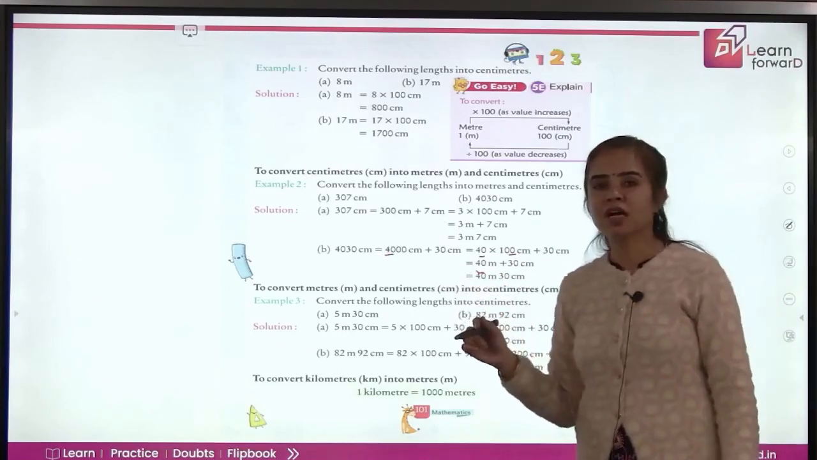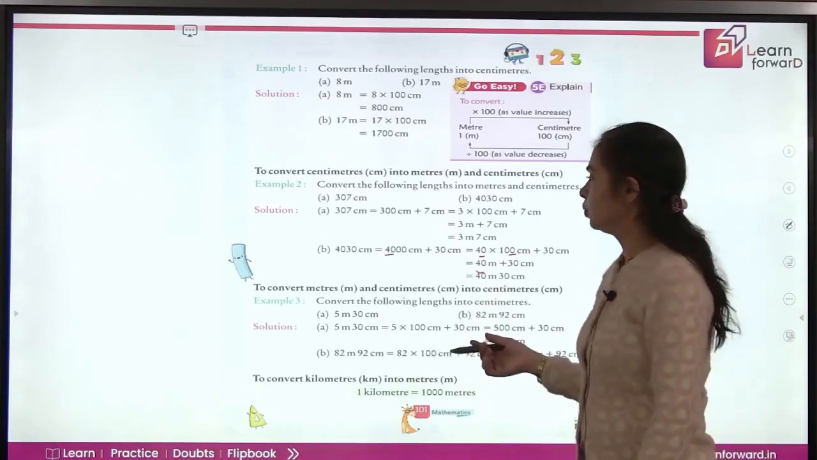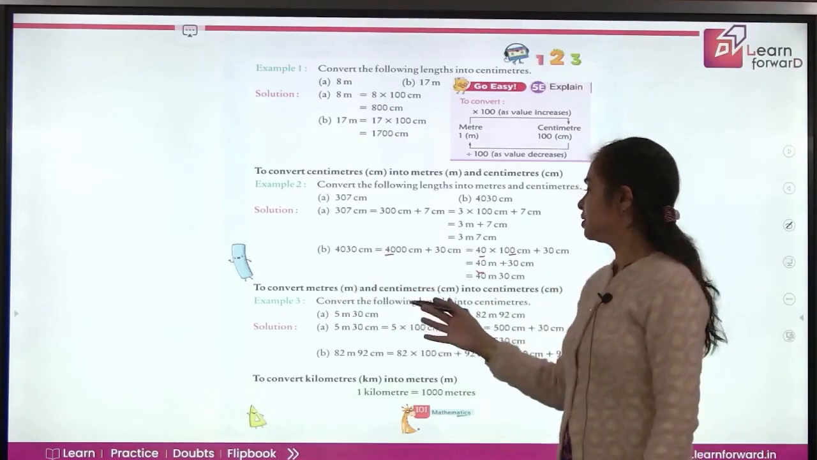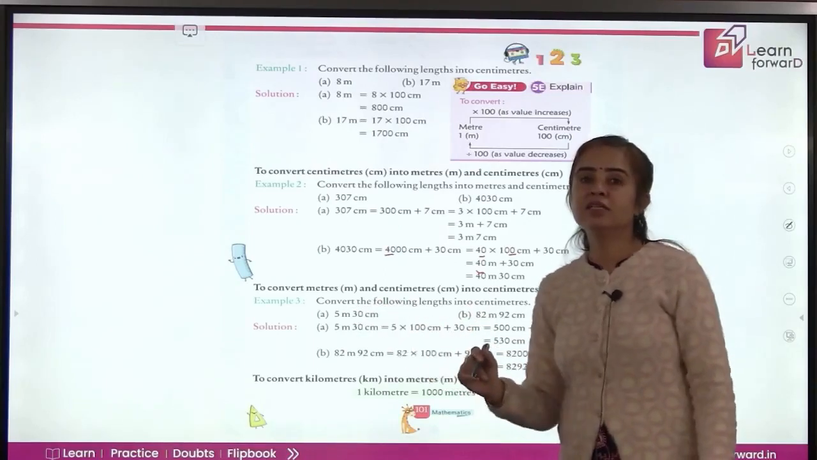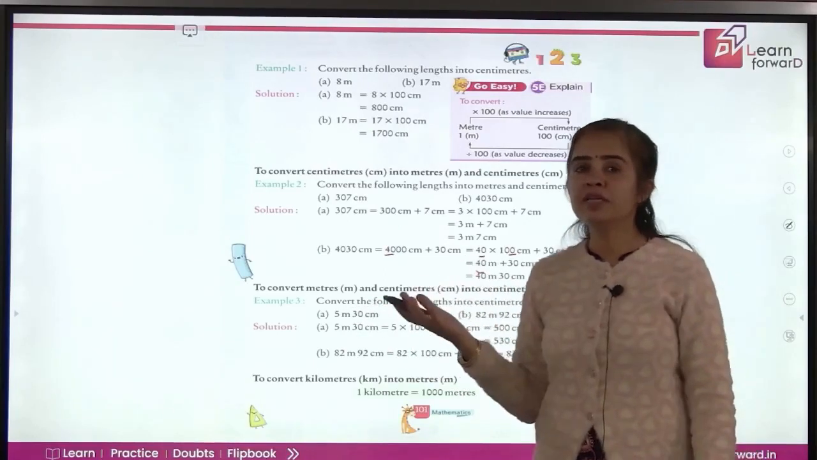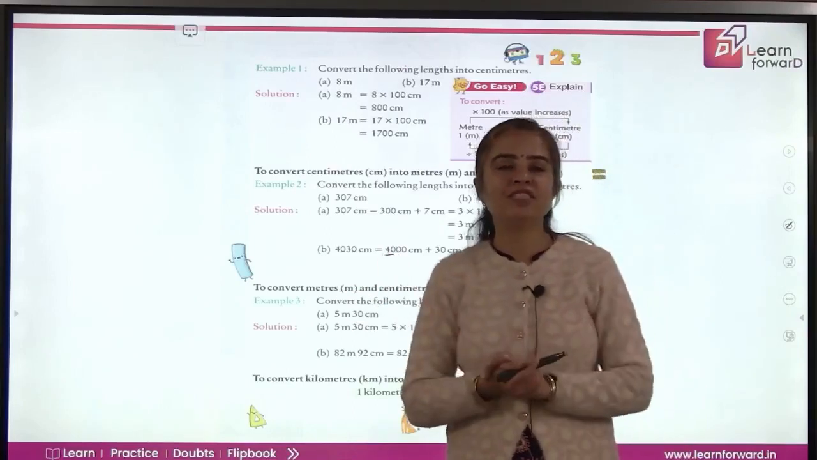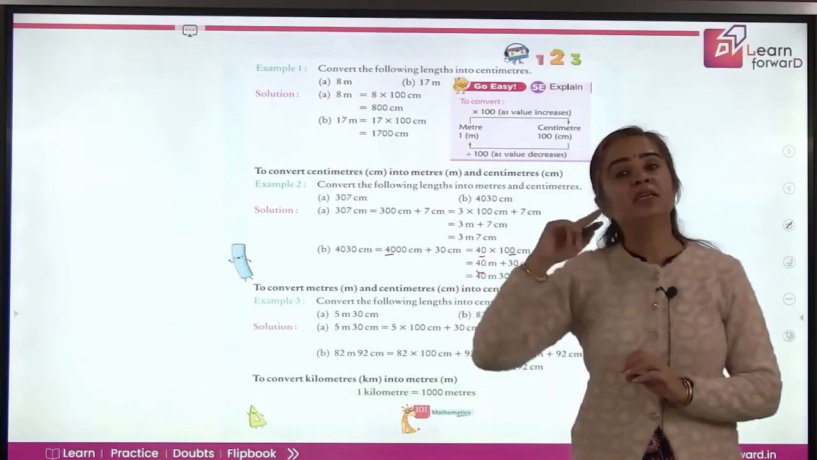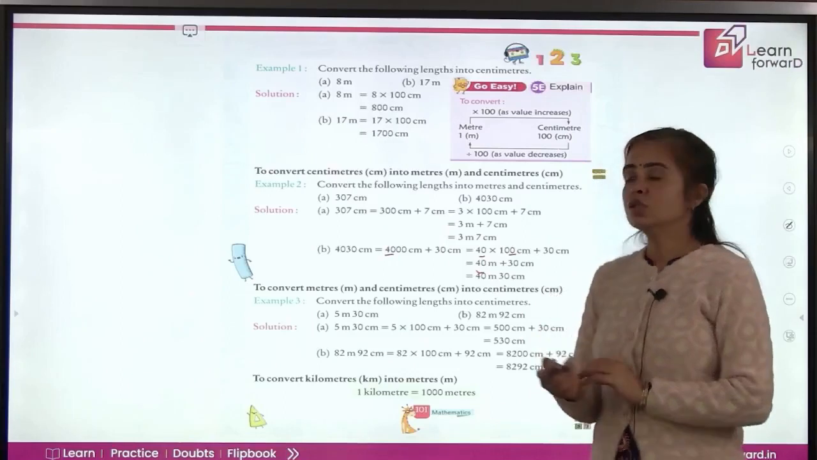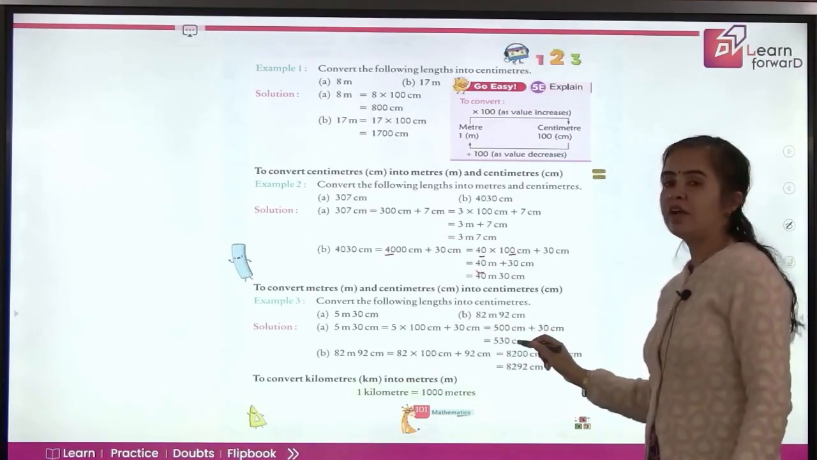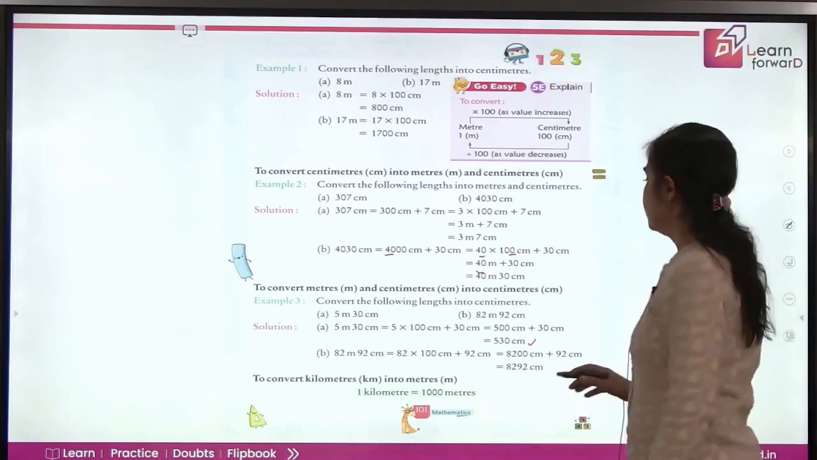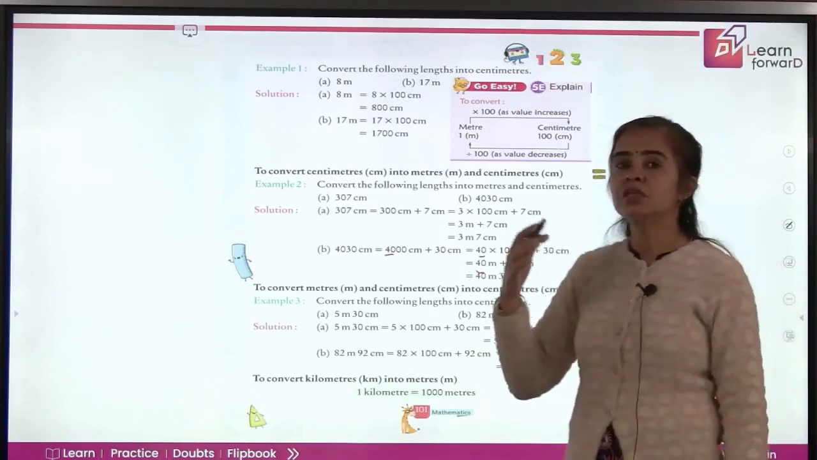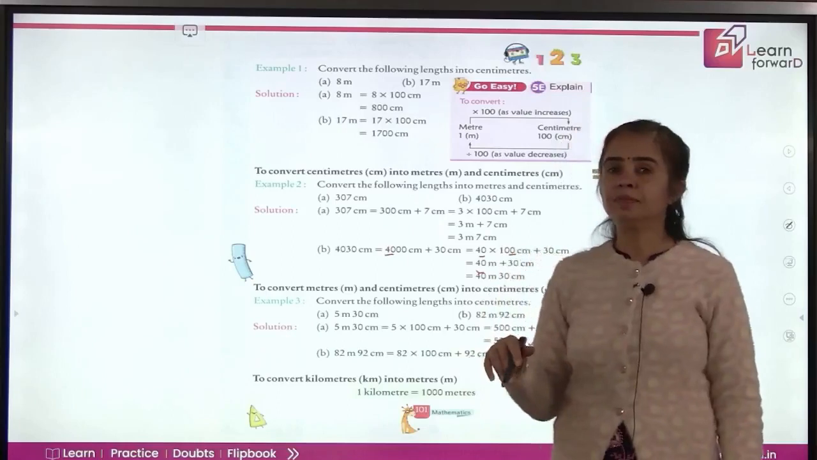So this is the conversion from smaller unit to bigger unit. Convert meters and centimeters into centimeters. So if you have 5 meters and 30 centimeters, 5 meters is how many centimeters? 5 into 100, which is 500 centimeters, and 30 centimeters more are there. So together when you put them, you get 500 plus 30, which is 530 centimeters. So this is how we convert meters into centimeters and vice versa.